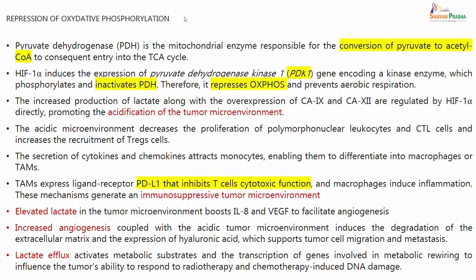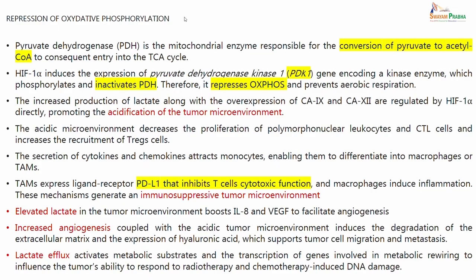Now, let us see how there is repression of oxidative phosphorylation which happens. Pyruvate dehydrogenase, PDH, is a mitochondrial enzyme which is responsible for conversion of pyruvate to acetyl-CoA. And this acetyl-CoA will enter into the TCA cycle. Now, HIF-1-alpha induces expression of the pyruvate dehydrogenase kinase 1. This is another enzyme, a gene which encodes a kinase enzyme, which will phosphorylate and inactivate the pyruvate dehydrogenase enzyme. So, therefore, there is no production of acetyl-CoA. And therefore, this can repress the oxidative phosphorylation and this in turn prevents the aerobic respiration.